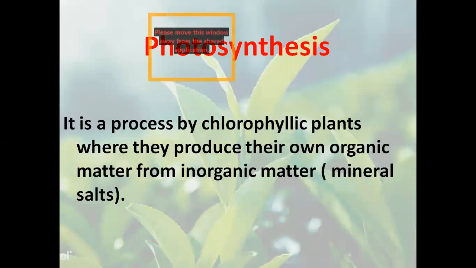What is photosynthesis? It's the process by which chlorophyllic plants produce their organic matter, meaning that they produce their food from inorganic matter. From what? From water and from mineral salts. So here the plant doesn't order food, and it doesn't cook. They produce their food by photosynthesis.